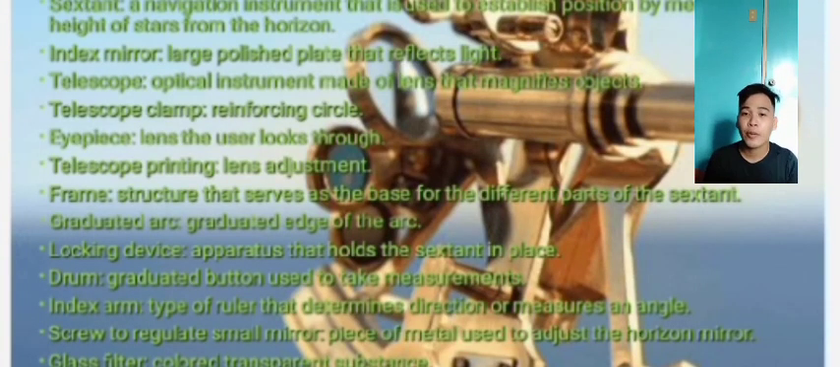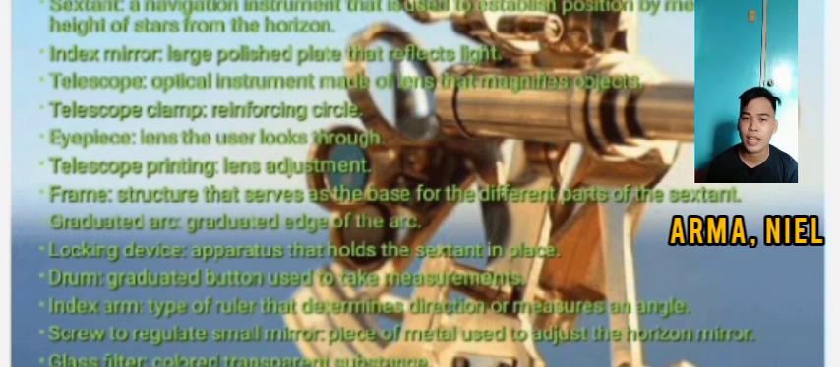So next, the graduated arc. The function of the graduated arc of the sextant is that it indicates the number of degrees of an angle. So next is the locking device. From the word itself, the locking device holds the sextant in place.